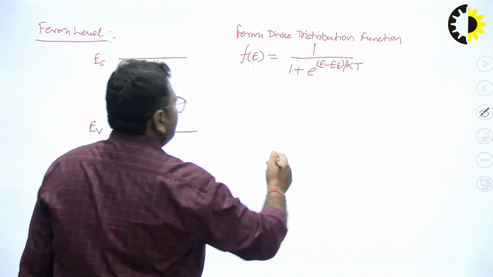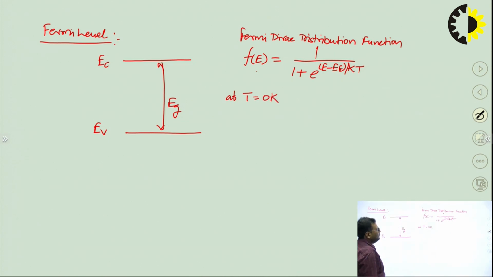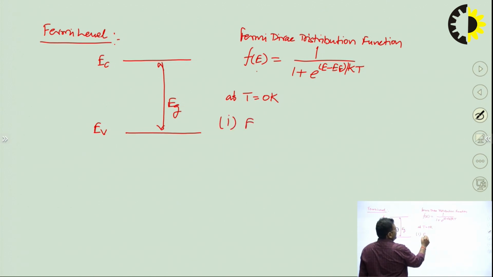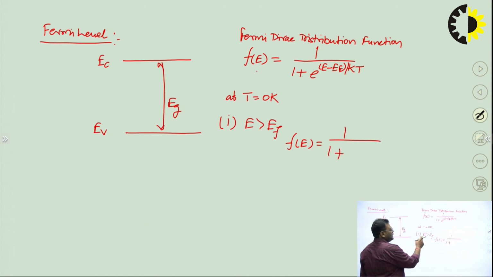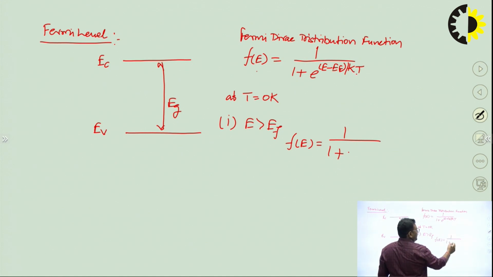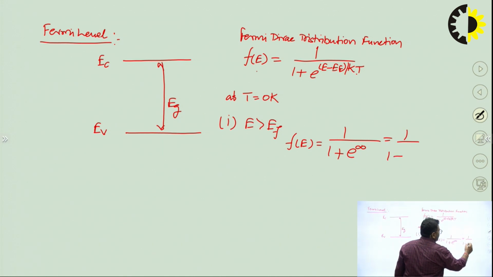Now consider T equal to 0 Kelvin, and suppose we want to find the probability at 0 Kelvin. Take the first case, when E is greater than EF. Here the energy of the electron is much greater than the Fermi energy. So F(E) is equal to 1 upon 1 plus e to the power infinity, since T is 0. This is 1 upon infinity, so the final value will be 0.